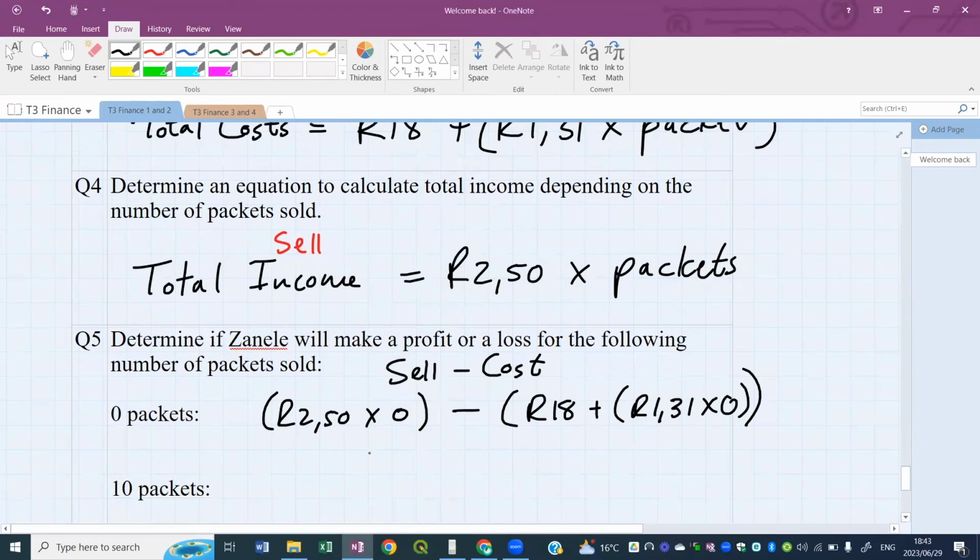So what's 250 times 0? 0 minus. What is 131 times 0? 0. So all we have left is minus 18 Rand. 0 rands minus 18 rands equals negative 18 rands. She's definitely making a loss.